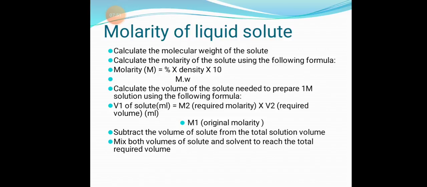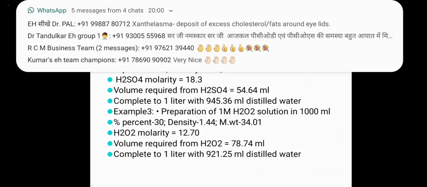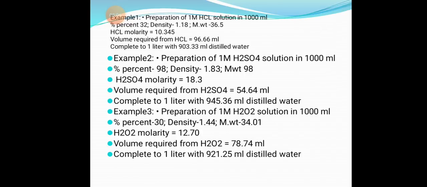Subtract the volume of the solute from the total solution volume. Mix both the volumes of solute and solvent to reach the total required volume. Example 1, preparation of 1 molar HCl solution in 1000 ml. Percentage 32, density 1.18, molecular weight 36.5. HCl molarity 10.345. Volume required from HCl 96.66 ml. Complete to 1 liter with 903.33 ml distilled water.